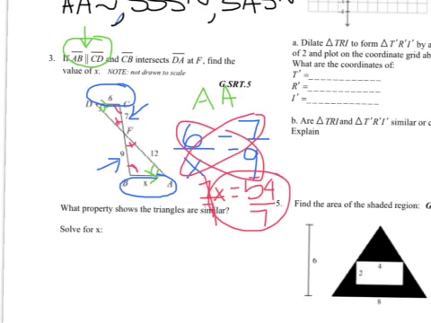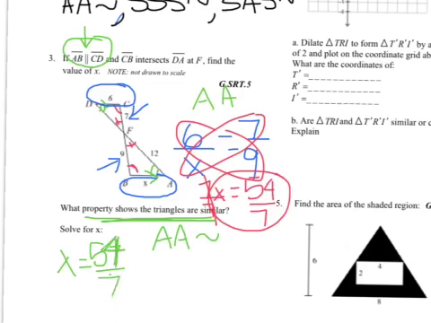The next part of the question says, what property shows that they are similar? And I already answered that. That was angle-angle similarity. And here it says solve for X. So the final answer is 54 over 7.